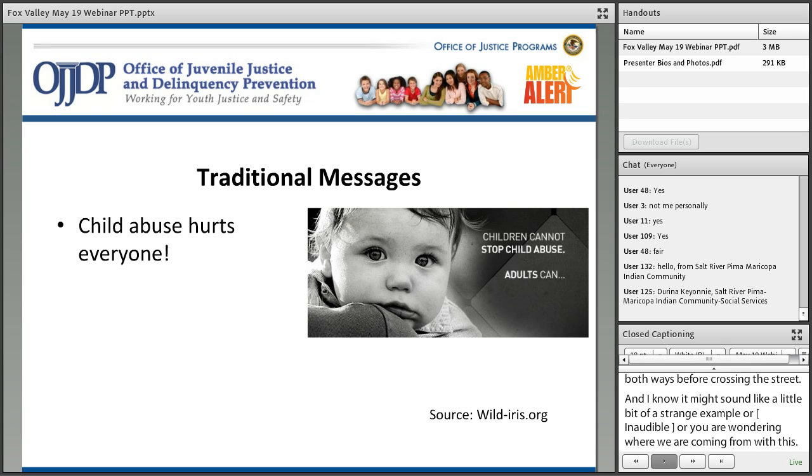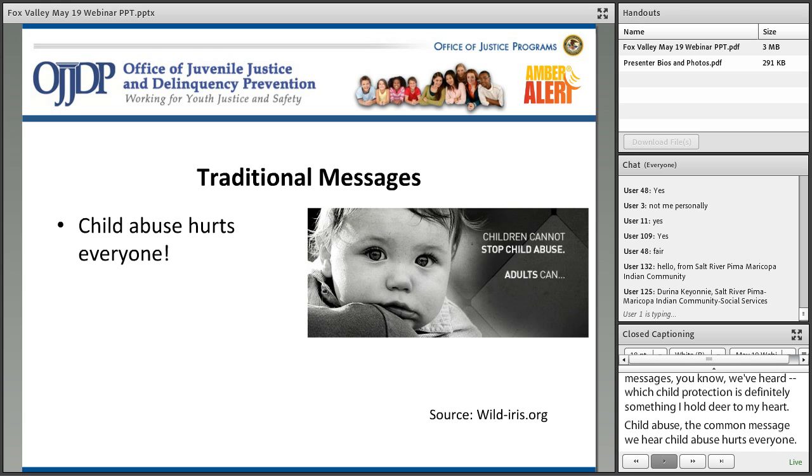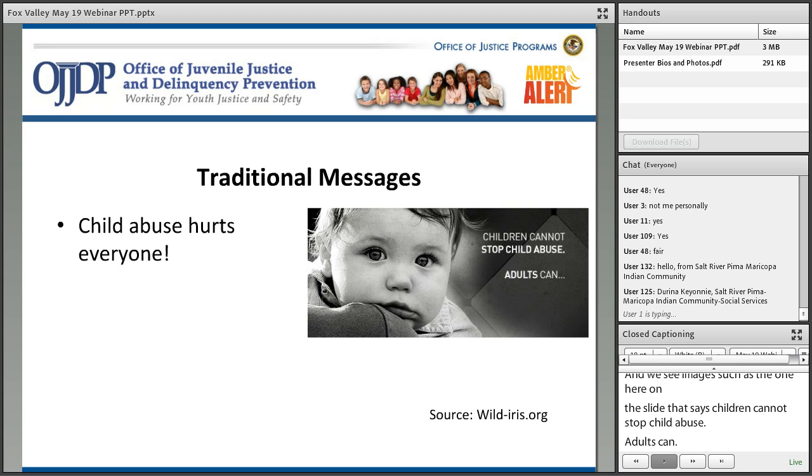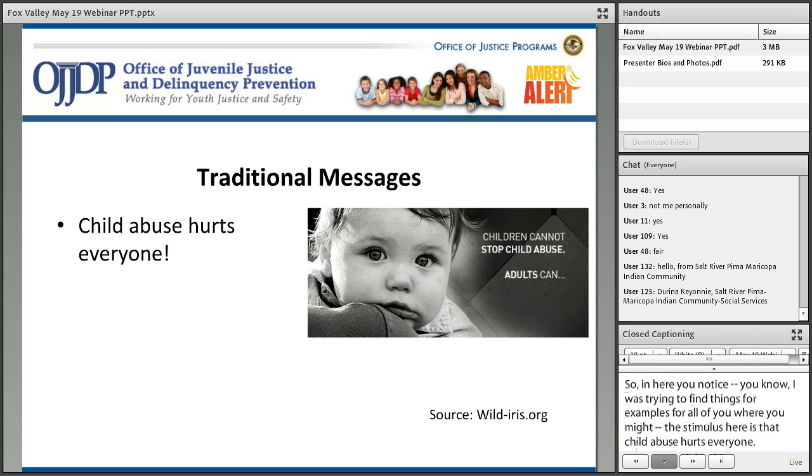So on our next slide, traditional messages we've heard. Child protection is definitely something I hold dear to my heart. Child abuse, the common message we hear is child abuse hurts everyone. And we see images such as the one here on the slide that says children cannot stop child abuse, adults can. So in here, I was trying to find examples for all of you. The stimulus here is that child abuse hurts everyone. The meaning behind that is we want to stop child abuse. But the strategy isn't clear.